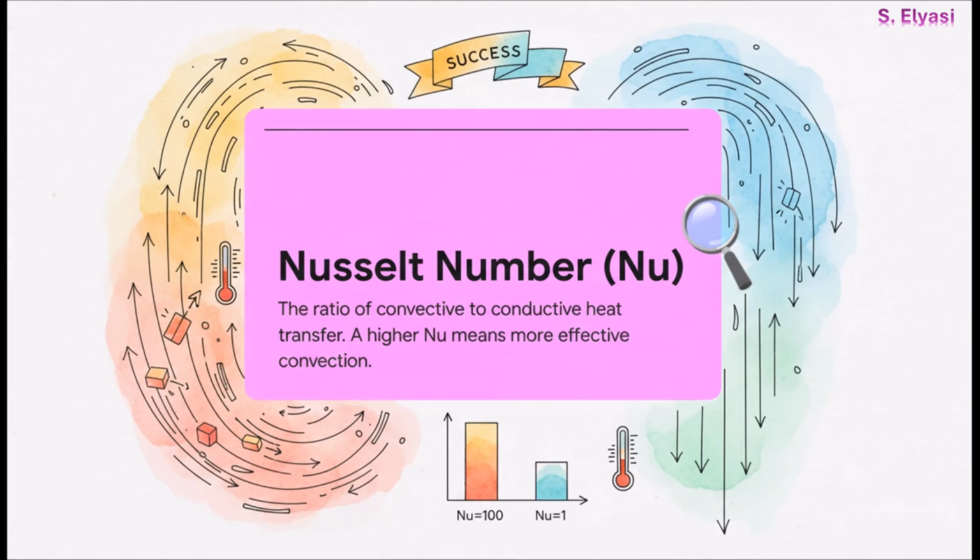And finally, we have the number that's usually our whole goal, the prize at the end, the Nusselt number. This is our report card. It tells us how much better our heat transfer is with convection compared to what it would be if the fluid just sat still, which is called conduction. So a Nusselt number of 1 means you have no convection at all. A Nusselt number of 100 means convection is boosting your heat transfer by a factor of 100. So yeah, we always want a bigger Nusselt number.